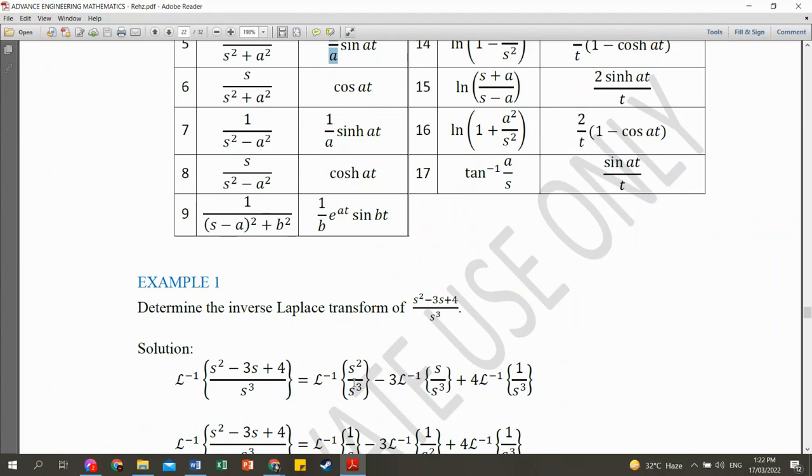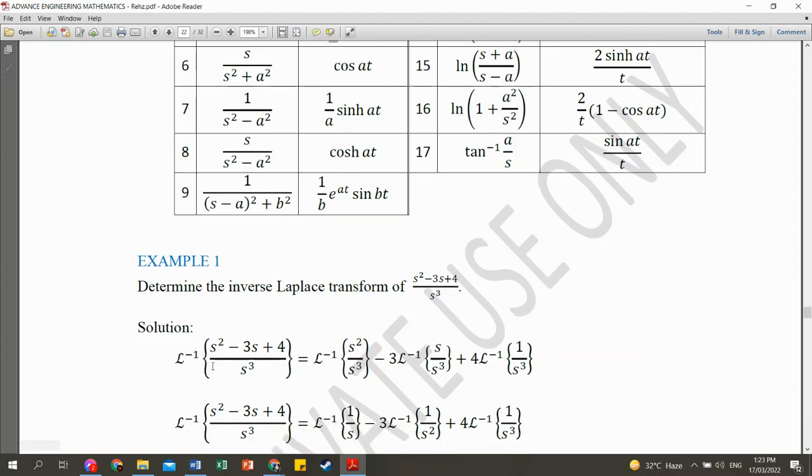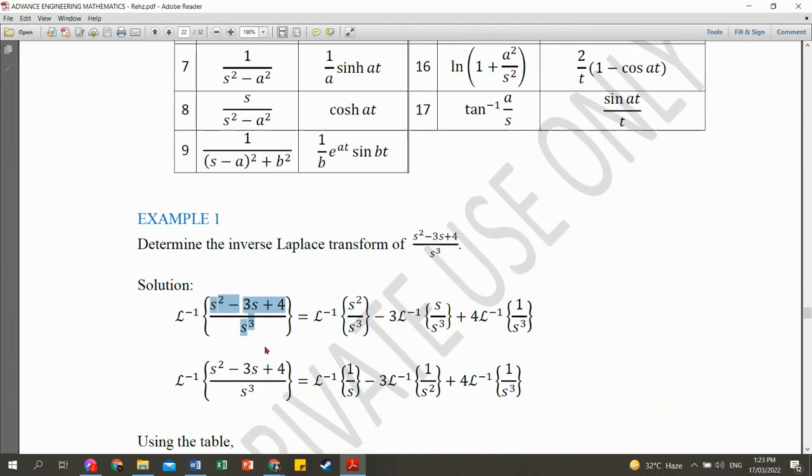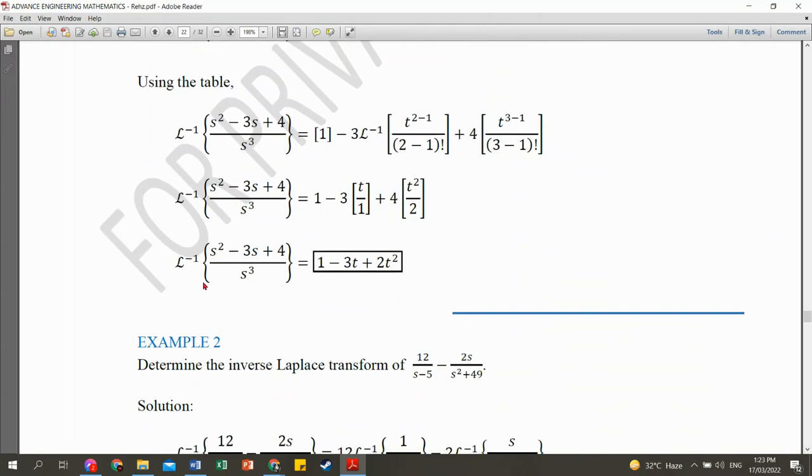Now, we have here examples wherein we were asked to determine the inverse Laplace transform of a different F of s. Okay? So, the first one is we have here F of s is equal to s squared minus 3s plus 4 over s cubed. Okay, so yan po yung F of s natin. So kunin daw natin si f of t natin, or its inverse Laplace. This inverse Laplace here is simply f of t.